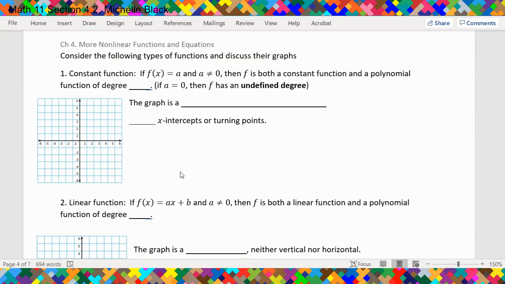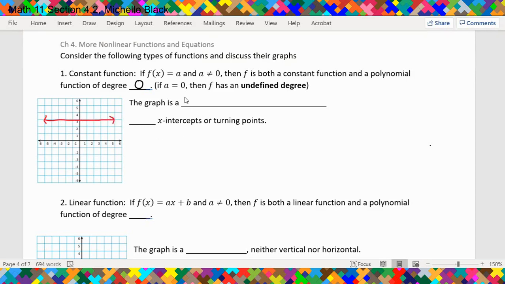Consider the following types of functions and discuss their graphs. Number 1, we have a constant function. If f of x equals a, where a is non-zero, then f is both a constant function and a polynomial function of degree 0. The constant function f of x equals a could be, for example, f of x equals 3. So that would give us back this graph.